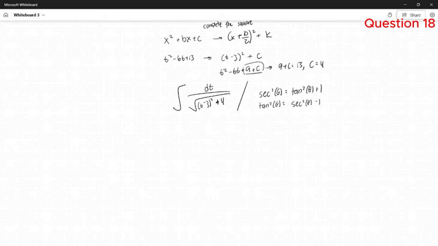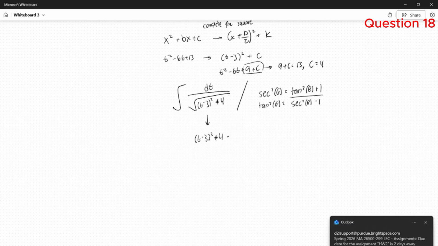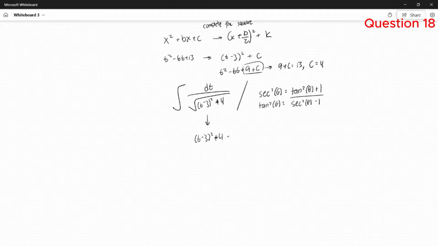Now, using these, how can we solve this problem? Well, we can already identify that this thing here, t minus 3 squared plus 4, is kind of just the same thing as tan squared theta plus 1, the only difference being that we have t minus 3 as our tan instead of tan, and we have 4 instead of 1.